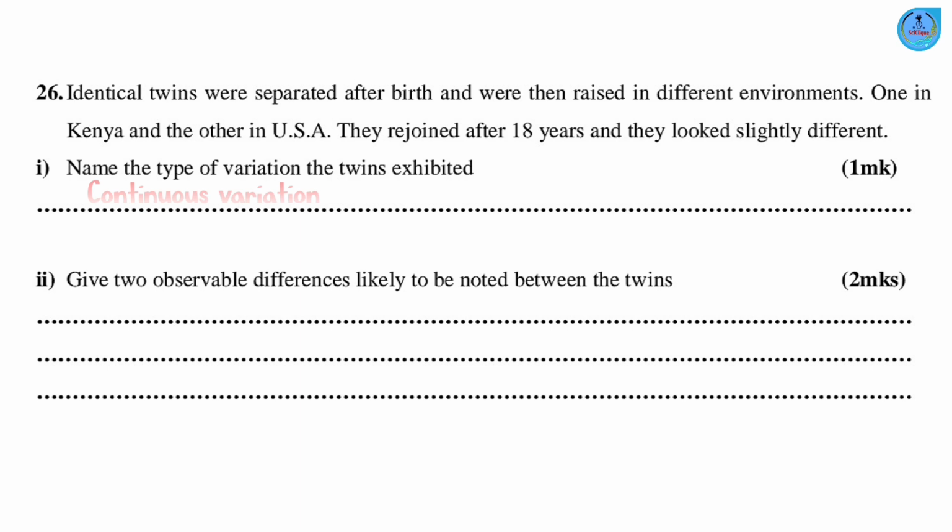This is going to be continuous variation. Now the reason is because discontinuous variation is not affected by the environment. Okay? So continuous variation. Roman number 2. Give 2 observable differences likely to be noted within the twins. So we're going to give differences that might be present between the 2 and which will fall under continuous variation. So skin color, height, body weight. Okay, any of these is correct.